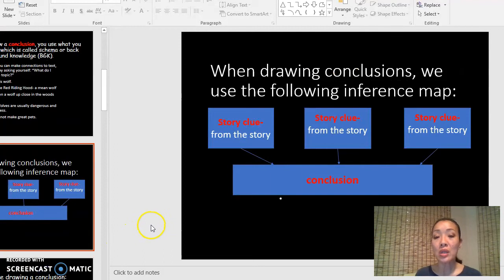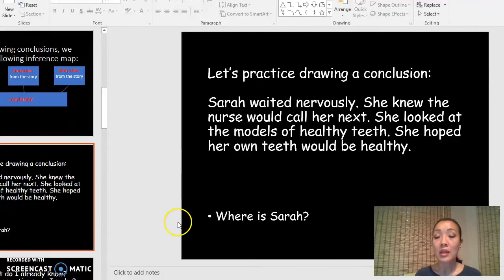When drawing conclusions, we use the following inference map. The inference map must have 3 clues: a clue from the story, another clue from the story, and another clue from the story. You take these 3 clues and you draw a conclusion. Let's practice drawing a conclusion.